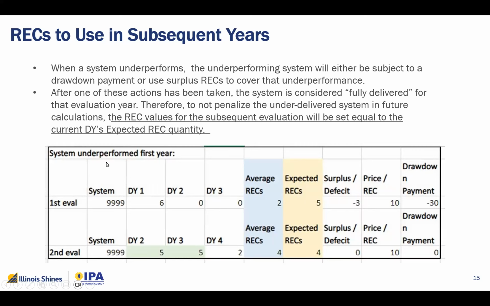So looking at an example, this test system 9999, in its first evaluation, actually delivered 6, 0, and 0 RECs for delivery years 1, 2, and 3. This averaged 2, and its expected was 5, so it has a deficit of 3 RECs. Fast forward a year to its second evaluation, we actually take this 5 expected, so that's from the delivery schedule, and plug it in for what we use for delivery year 2 and 3. So you can see this 0 has now been replaced by a 5, and this 0 is replaced by a 5.